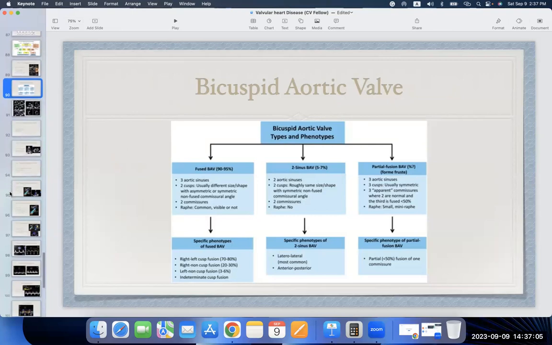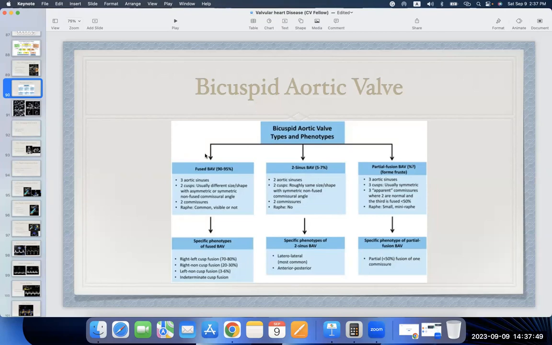I just want to mention here the bicuspid aortic valve. For the classification of the bicuspid, we used to use the Sievers classification, which basically divides the valve into true bicuspid, and there is a fusion between two cusps. But the latest one, the international classification, classifies it into 3 groups. The fused type: this patient has 3 aortic sinuses with 2 cusps, and they have a fusion of 2 of their cusps, causing a raphe between them, and this is the most common cause of the bicuspid aortic valve.